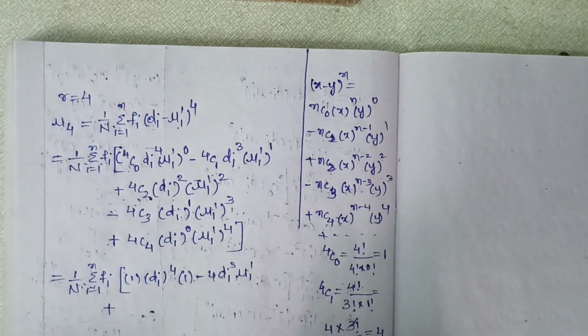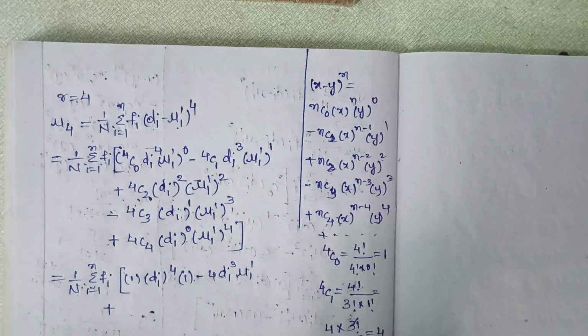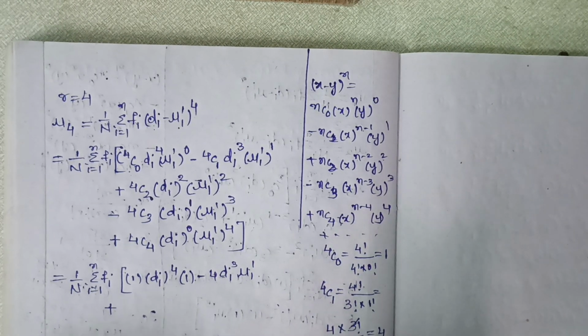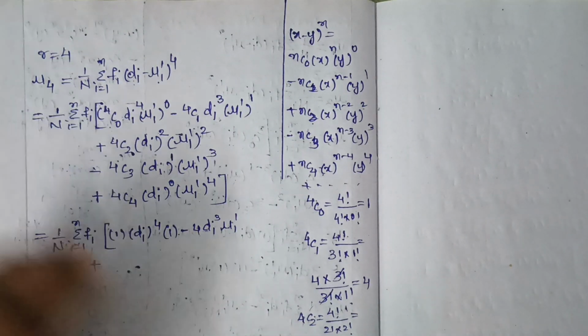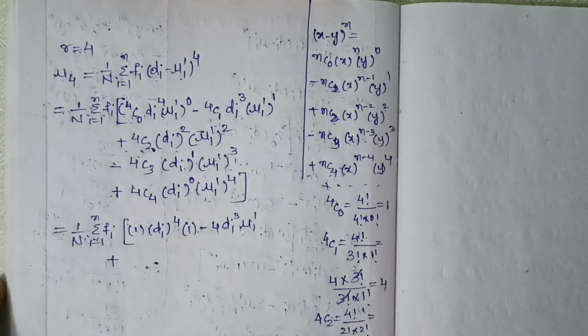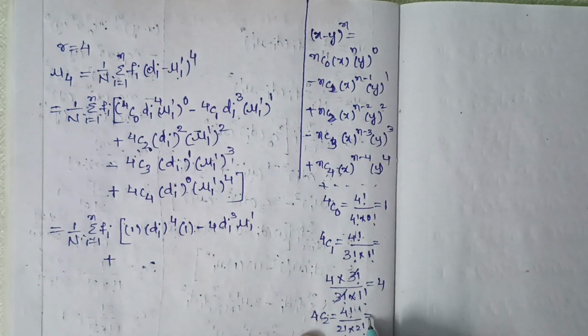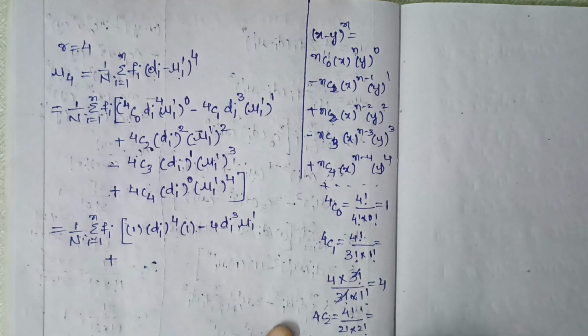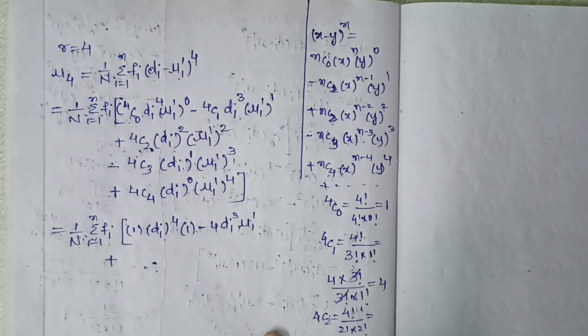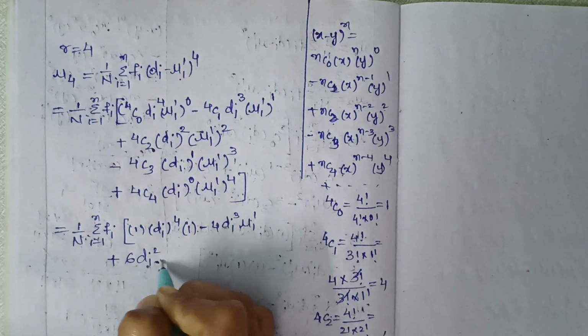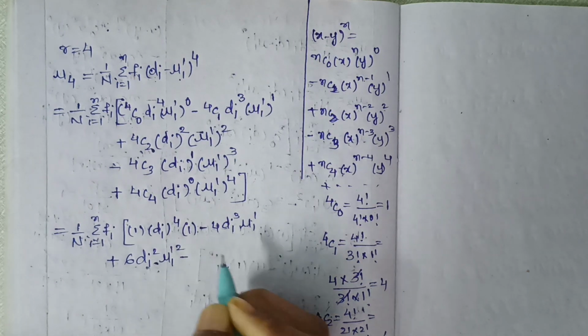Plus 4C2. 4C2 is nothing but 4 factorial by (4 − 2) factorial, 2 factorial into 2 factorial. Just now we have seen how to write the factorials: n into (n − 1) into (n − 2) factorial. Therefore n into n − 1, 4 − 1 is 3, into n − 2, 4 − 2 is 2, 2 factorial by 2 factorial into 2 factorial. So I can easily cancel these 2 factorials, and 4 3s are 12. 12 by 2 factorial is 2. Therefore 2 1s are 2, 6 are 12. So 6 di square and μ1' square, minus 4C3.